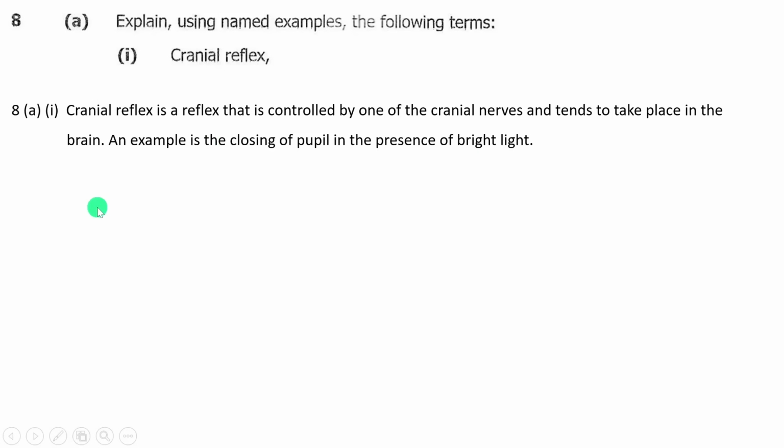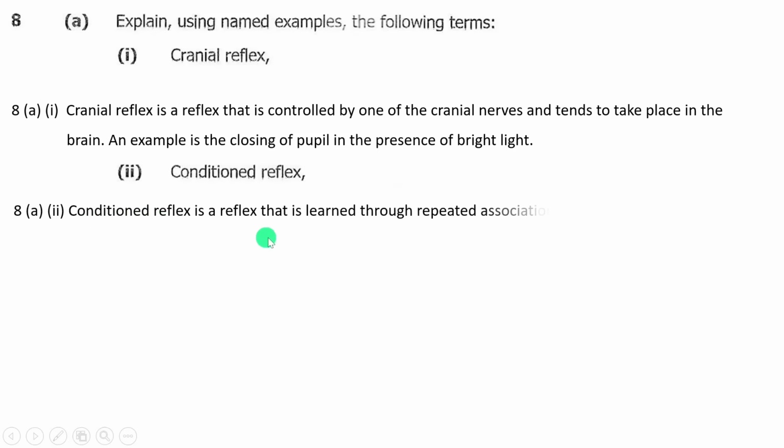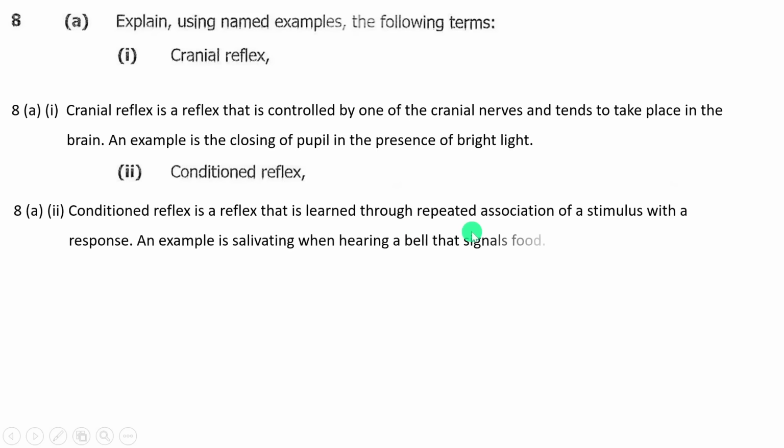Then we go to the other part, which is conditioned reflex. So here we are saying that conditioned reflex is a reflex that is learned through repeated association of a stimulus with a response. An example is salivating when hearing a bell that signals food. Yeah. Then we go to the other one, which is spinal reflex.